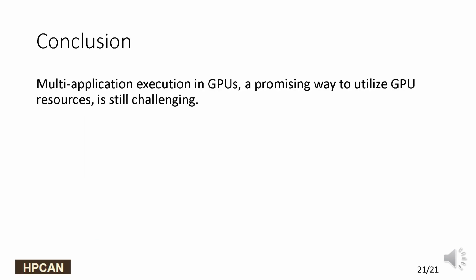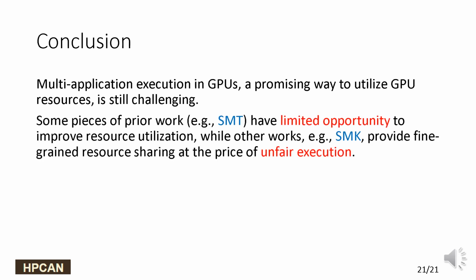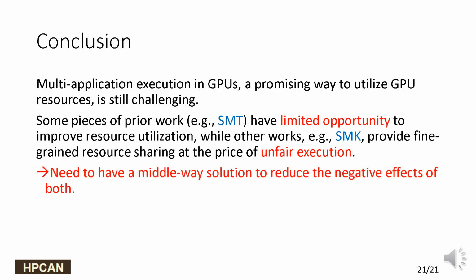Multi-application execution in GPUs, a promising way to utilize GPU resources, is still challenging. Some pieces of prior work, for example SMT, have limited opportunity to improve resource utilization, while other works, for example SMK, provide fine-grained resource sharing at the price of unfair execution. Hence, we need to have a middle-way solution to reduce the negative effects of both.